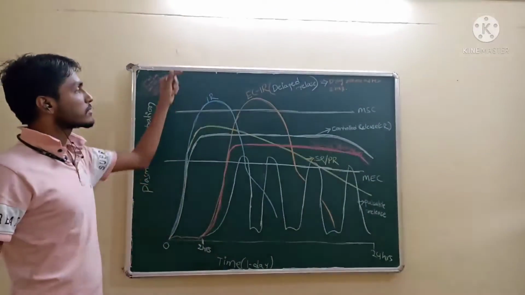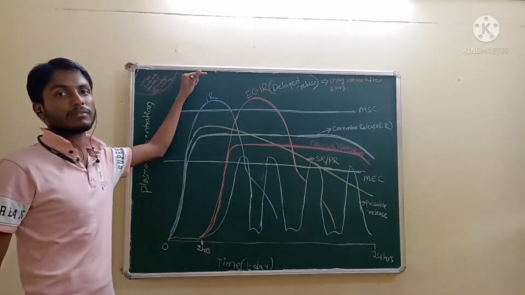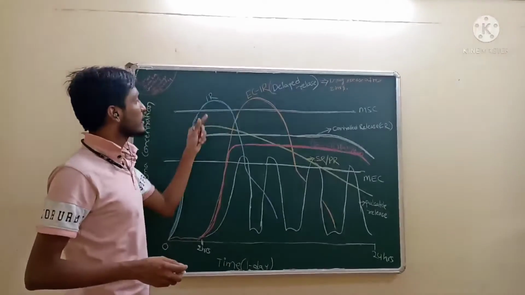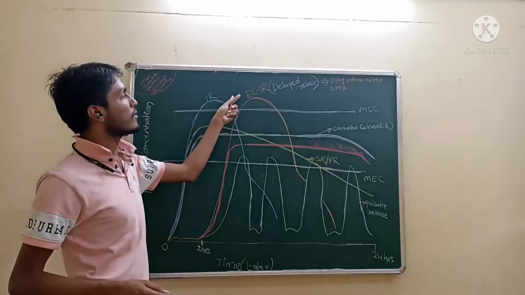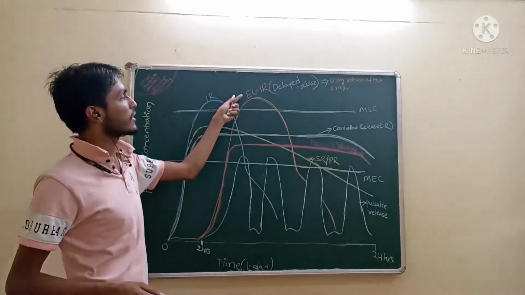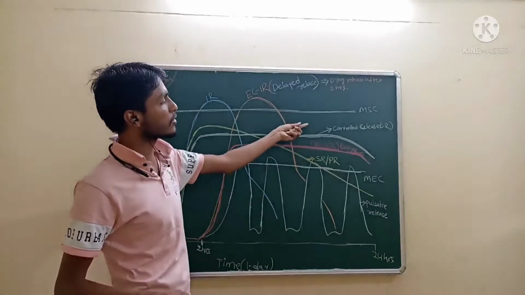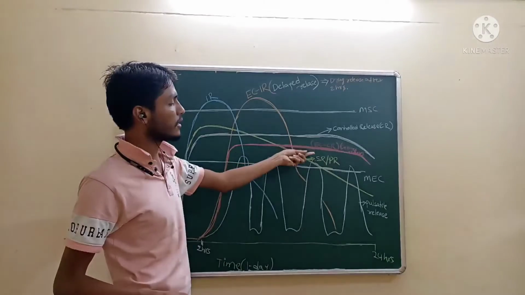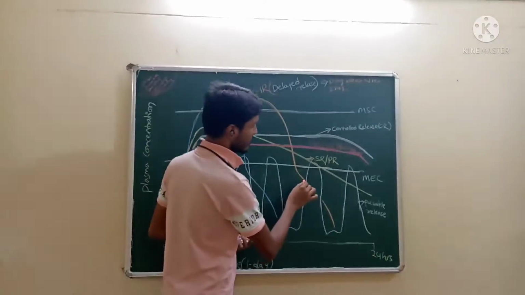Now the topic is release means different kinds of tablet. Different kinds of tablet: immediate release tablets, enteric coated tablets, next controlled release, delayed release, and pulsatile release of tablet.